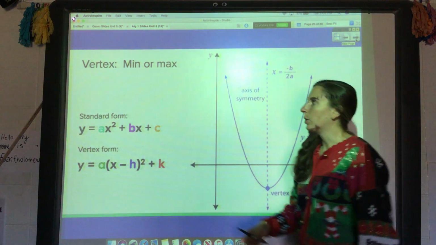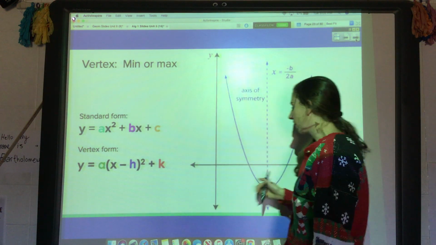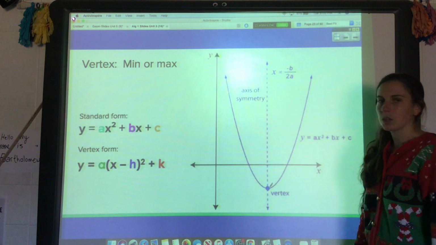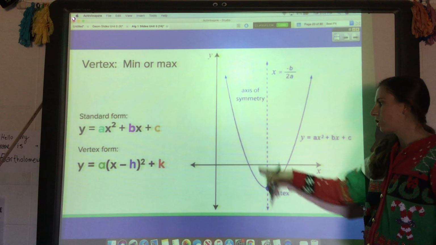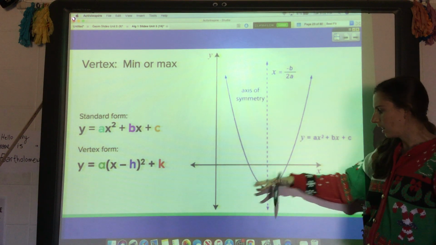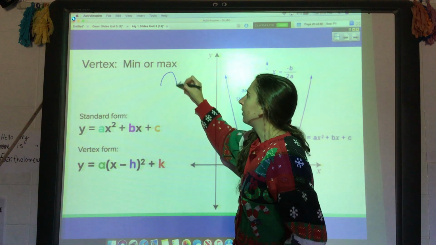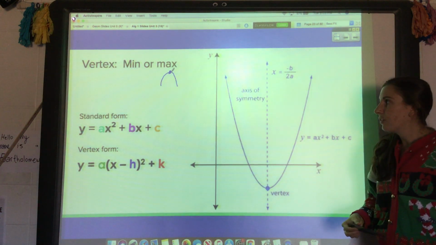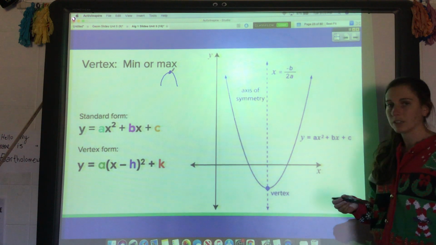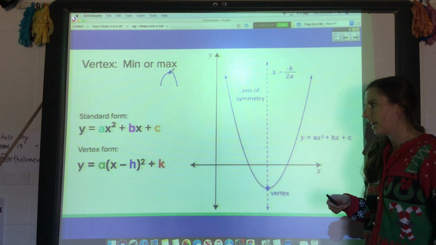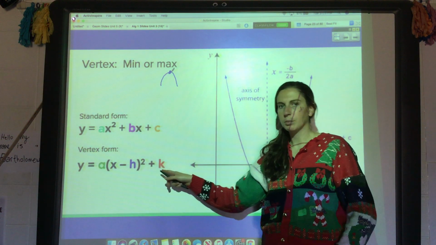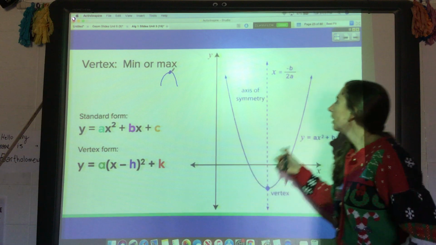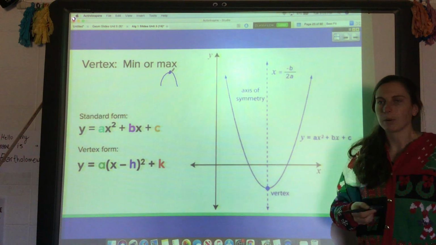So the vertex point is the corner of your graph. It's either the bottom of the bowl or the top of the hill. And so we would label it as either a minimum, which in this point it's a minimum because it's a low point, or a maximum if it's the top of the hill because it's a high point. We've talked in past videos about how to find the vertex, so if you need to go back and watch those, you can. If it's in vertex form, it's literally just (h, k). If it's in standard form, you use the formula -b over 2a if you remember that.